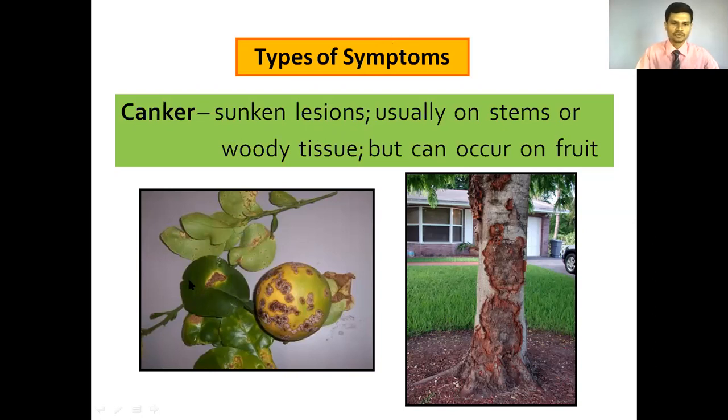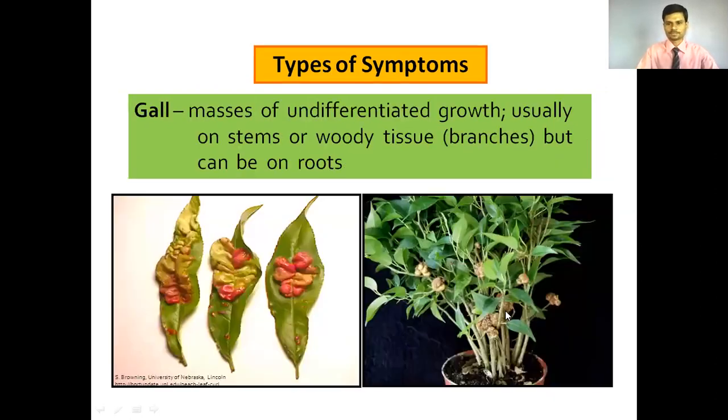On the leaf of the citrus we can also see sunken spots. On the stem also we can see the sunken spot. Then the next type of symptom is gall. Here we can see, on the leaf or on the stem, the development of galls. It is actually a mass of undifferentiated growth, usually on stem or woody tissue, but it can be on roots.